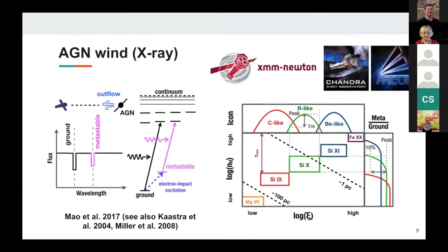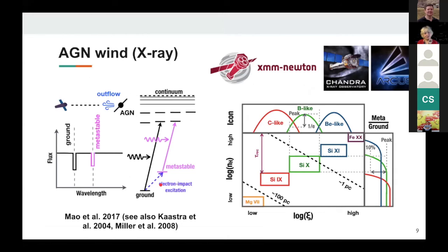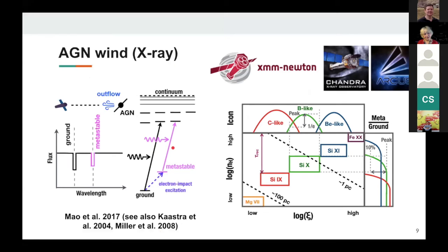Density diagnostics with metastable lines are also in principle possible in the X-ray band. And this is also where my interest is. For high density winds that are running away from black holes, their metastable levels can actually be populated by electron-impact excitation. In this case, we will not only see absorption lines from the ground level as we normally do, but also absorption lines from metastable levels. And the line ratio of the 2 tells us the density of the plasma. The higher the density, the stronger the metastable line, and the weaker the ground transition.